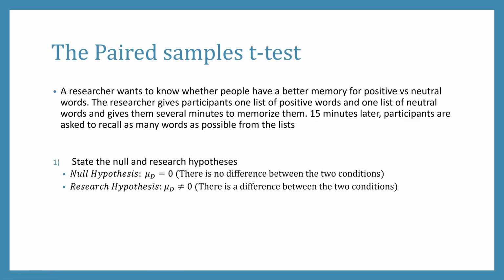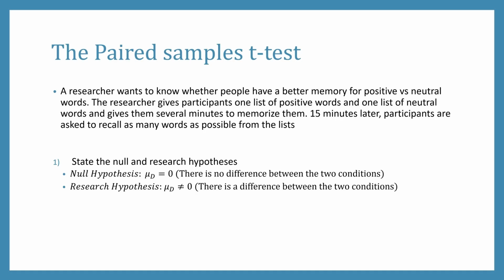So our first step is to simply state the null and the research hypothesis. For this, the null hypothesis, similar to all the other ones we've done, is that there's nothing here. There's no difference between the positive and the neutral. And so what we would expect to see in this case is that you're going to be exactly the same. It doesn't matter how many words you remember in this case, because remember that this paired samples design kind of controls for that in a way.